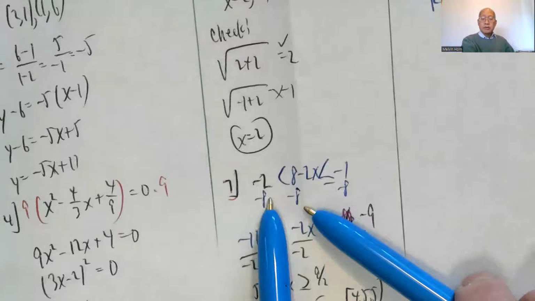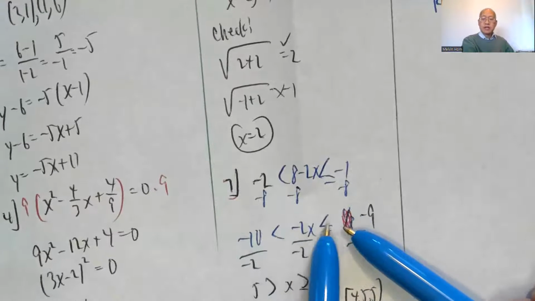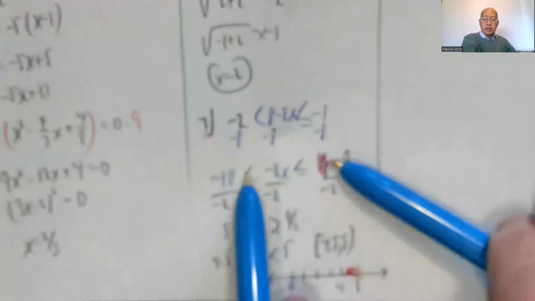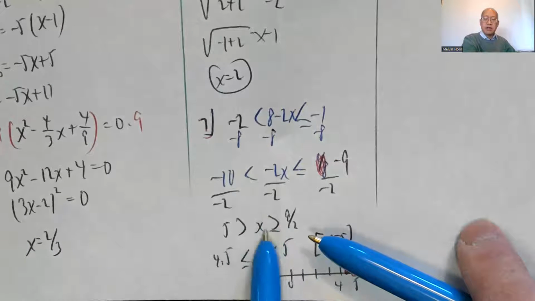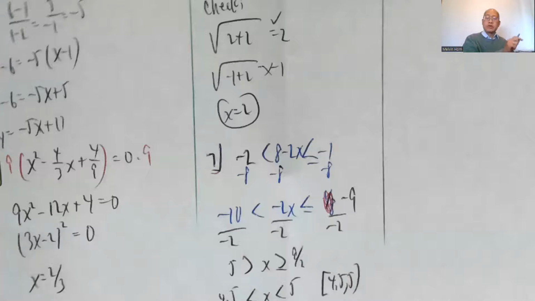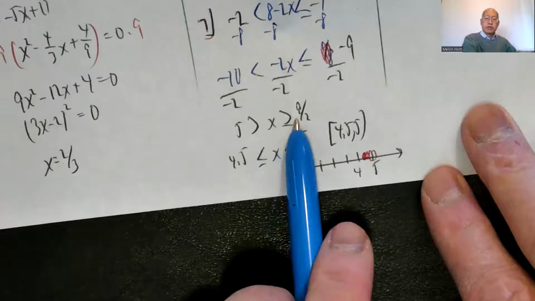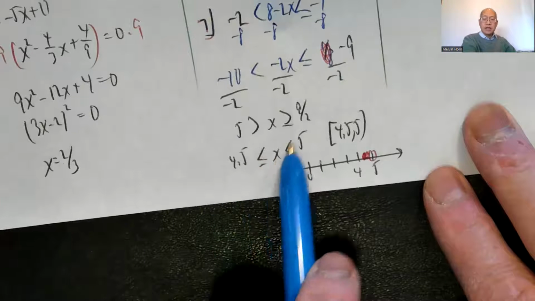Number 7, subtract 8 from all sides. -10 less than -2x less than or equal to -9. Divide by -2, which is a negative number, which means the inequality symbol reverses. So this becomes greater than or equal to. So 5 greater than x greater than or equal to 9 halves. Okay, switch it around because you normally write the smaller number on the left and the larger number on the right. So turn this inequality around: 4.5, which is 9 halves, less than or equal to x, less than 5.